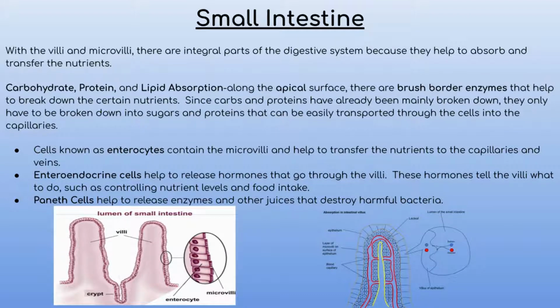Also, along the mucosal epithelium, there are many different types of cells. First, there are cells called enterocytes that contain microvilli and help transfer the nutrients to the capillaries. Then, enteroendocrine cells release hormones into the villi and tell the villi what to do, like controlling nutrient levels and food intake. Paneth cells also release enzymes and juices to destroy harmful bacteria. All these cells are scattered along the simple columnar epithelium.